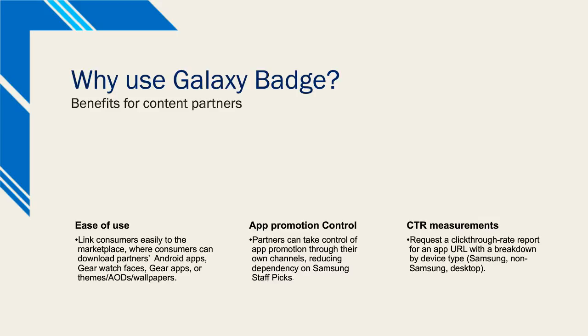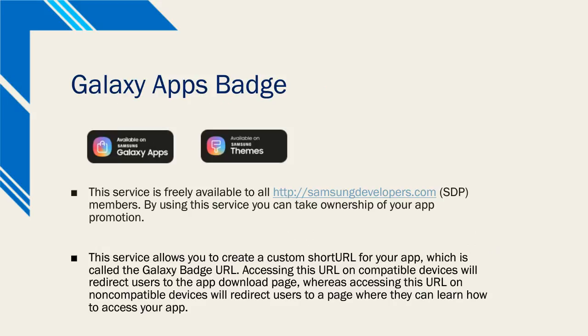There are two different types of badges depending on what kind of product you are promoting. If it is an Android app or Gear app, you'll probably be using the first badge, which is available on Galaxy Apps. And if you are promoting your themes content, then you will be using the second badge. These badges are readily available to download from our developer portal. The link is mentioned on the slide.